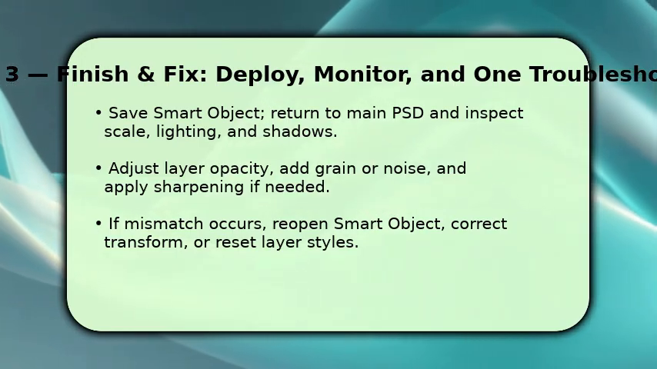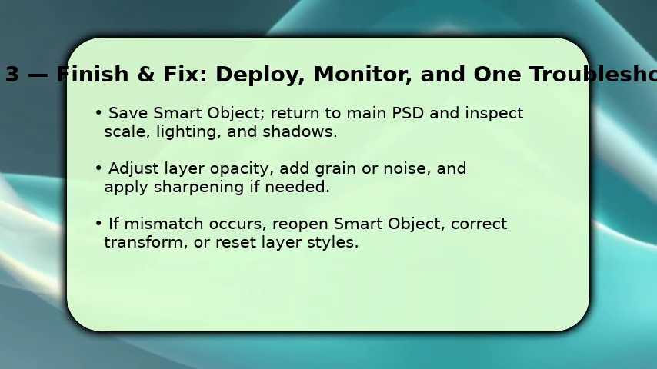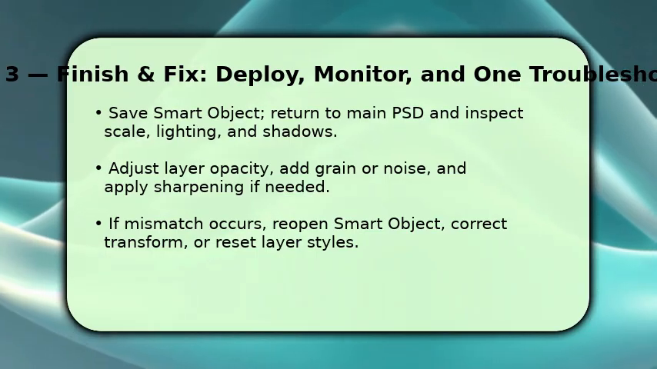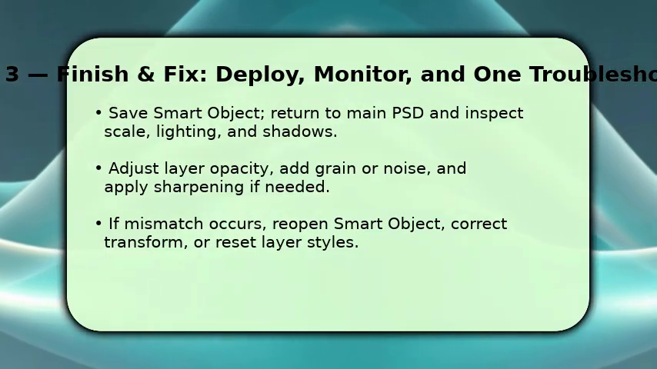If things look off, like misaligned perspective or washed highlights, reopen the Smart Object, correct the transform or warp, and check layer styles. Resetting transforms or toggling blend modes usually fixes common mismatches.